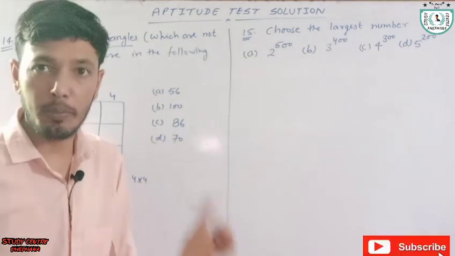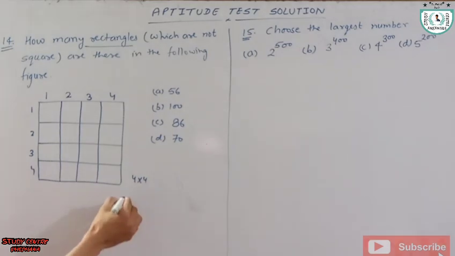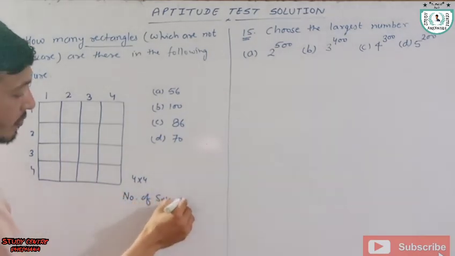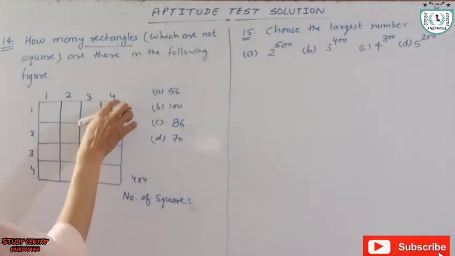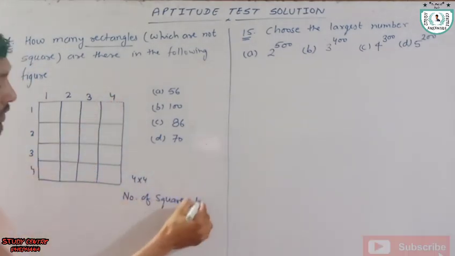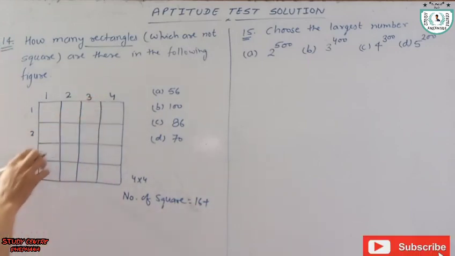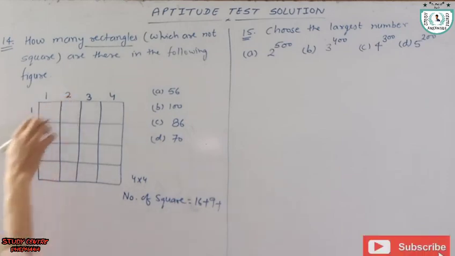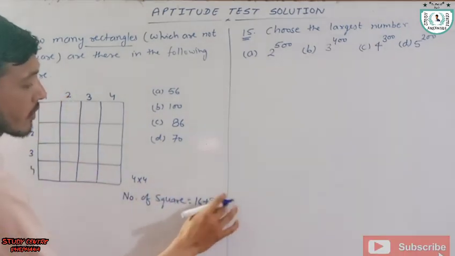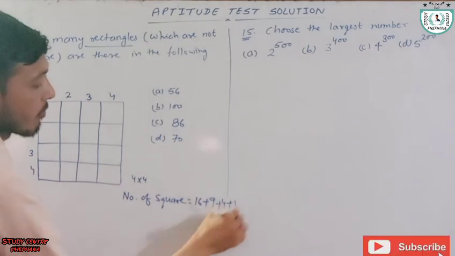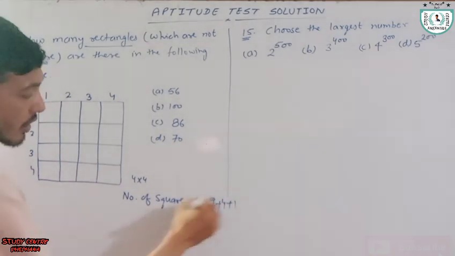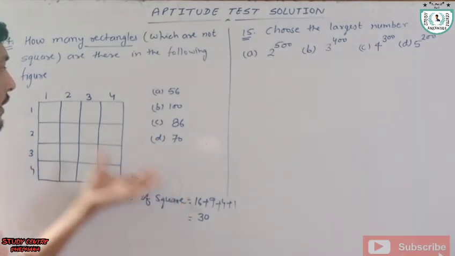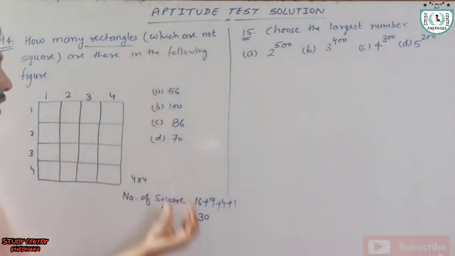In the 4 into 4 matrix, first of all, I have found the number of squares. The number of squares are 4 square, 16, plus 3 into 3, 3 square, 9, plus 2 into 2, 2 square, 4, plus 1 into 1, 1 square, 1. After adding these, I found 30. In this figure, the number of squares are 30.